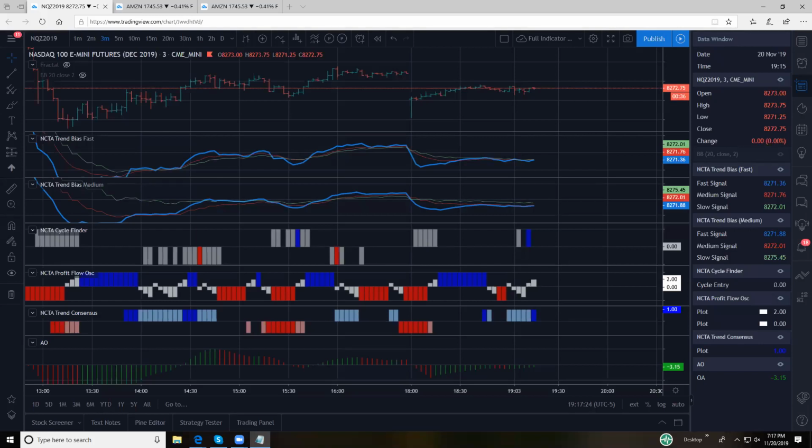When we show the updated profit flow analytics chart with the trend bias indicators in the live trading room, we're going to be showing the 3-minute chart. If you have questions about another time period, you can feel free to ask, but we're going to be primarily focused on the 3-minute, and it's just simply because it's proven to us to be a very consistent and optimum time period. So what you see here is a fast and a medium indicator.